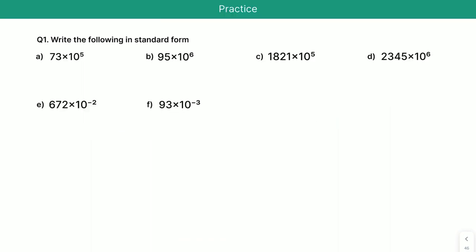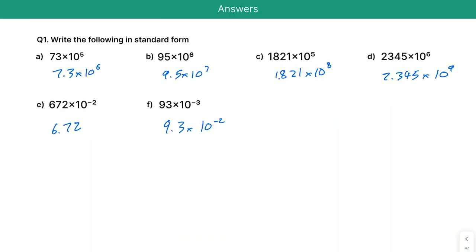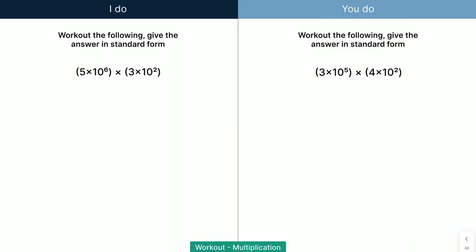And moving on. So here's some practice questions. Press pause and have a go. Here are the answers.